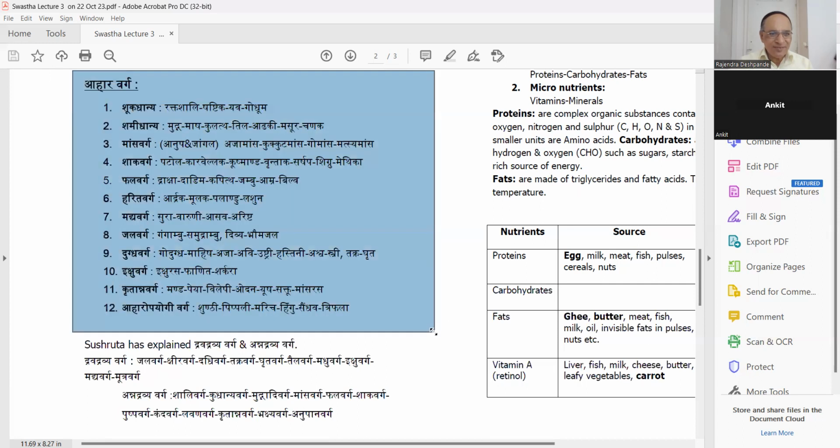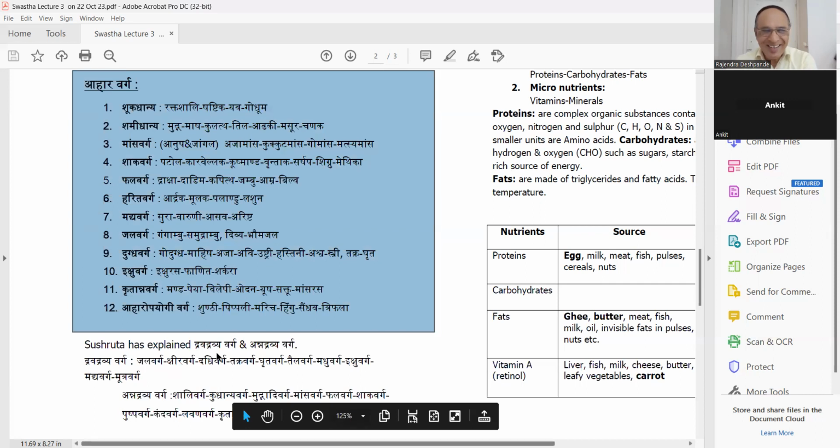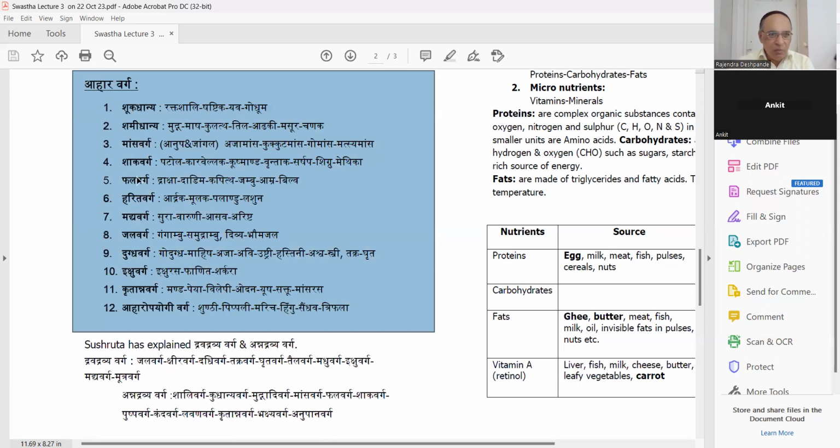Good. Fantastic. Ahar Varga: Shukha, Shami, Mansa, Shaka, Phala, Harita, Madhya, Jala. Varga means groups. Write down, Varga means group. Shukadhanya, as I have told you, grains: Rakta Shali, Shali is rice.